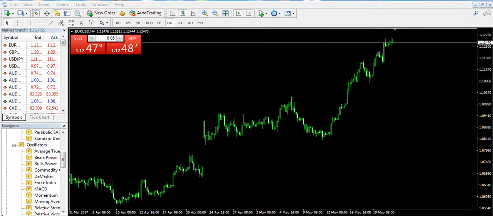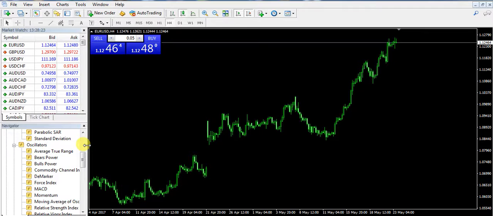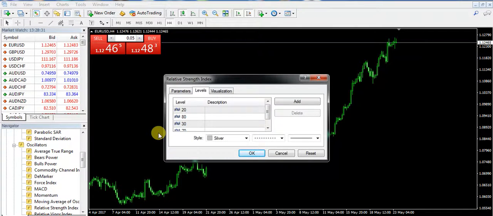Hi guys, and welcome to this lecture where we will be dealing with the relative strength index. The relative strength index is also an oscillator indicator, and we'll find it under the oscillators. We just move down and we find it over here. If you're struggling to see the full name, simply click and expand this box, and there we go, relative strength index. Click, drag it onto the price action chart.